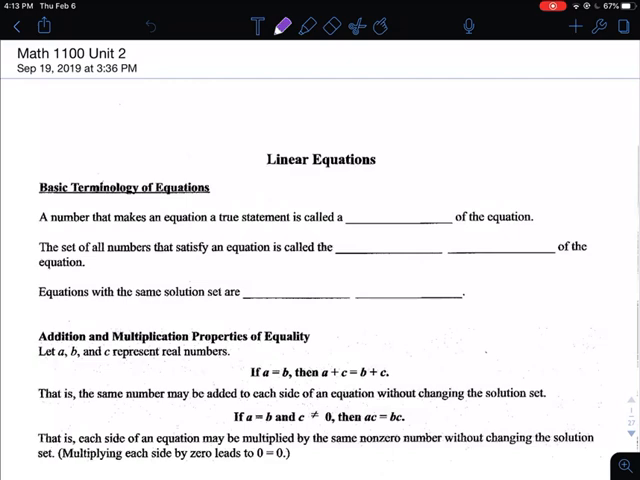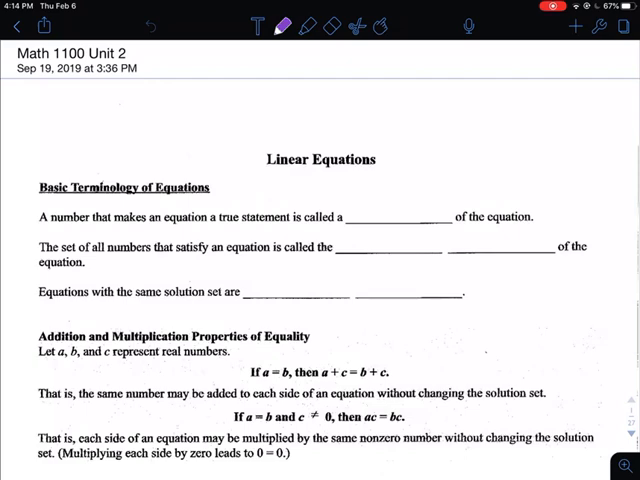Alrighty, so let's fill in this information. You can find these notes on Blackboard. Go ahead and download Unit 2 notes. You can go ahead and download all the unit notes for the future, but we're starting Unit 2. The name of this section is Linear Equations. So let's fill this in.